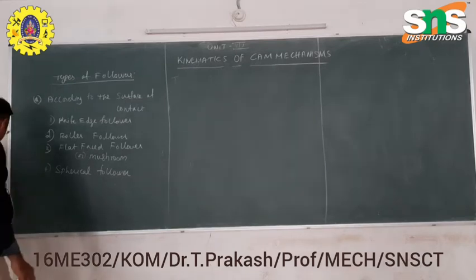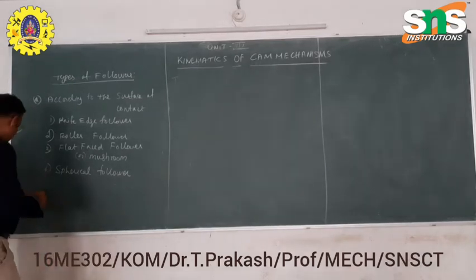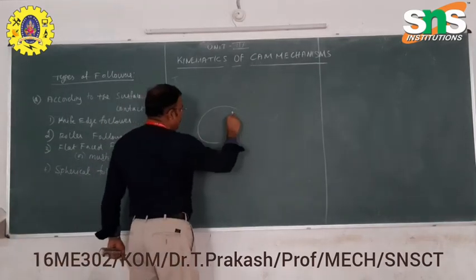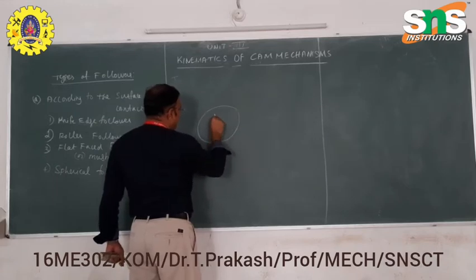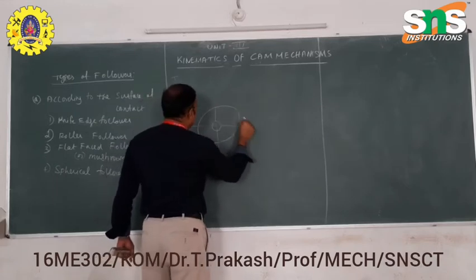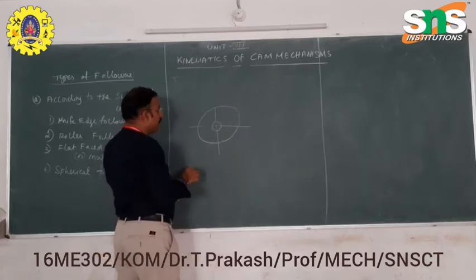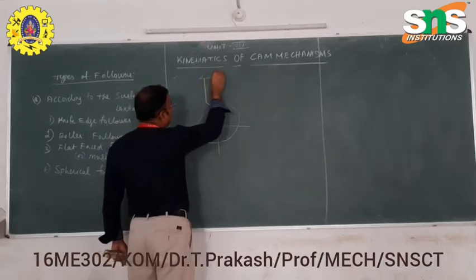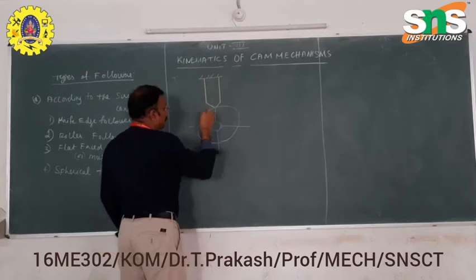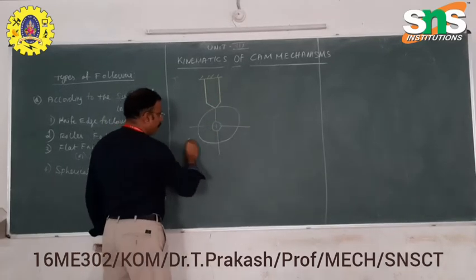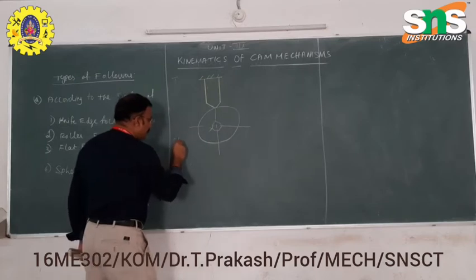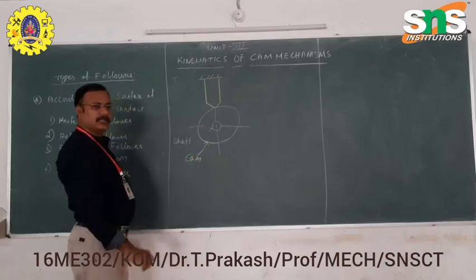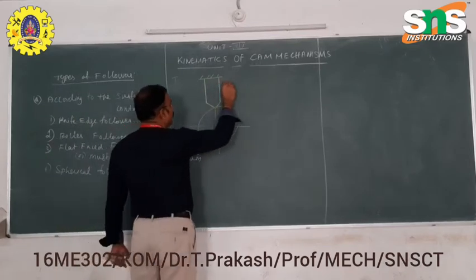The first one is the knife edge follower. What is the meaning of a knife edge follower? The edge of the follower has a knife shape. You can see the edge of the follower as a knife shape. This is our normal cam and follower diagram. It is a rotating shaft, it is our cam with a different shape, and it is our follower.